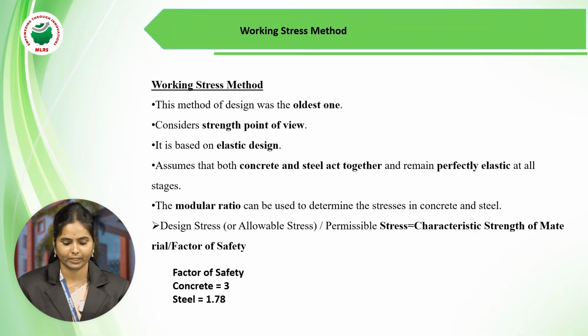In the working stress method, this method of design was the oldest one. It considers the strength point of view. It is based on the elastic design. Assume that both concrete and steel act together and remain perfectly elastic at all stages. The modular ratio can be used to determine the stress in concrete and steel. Design stress, or permissible stress, equals the characteristic strength of the material divided by the factor of safety.